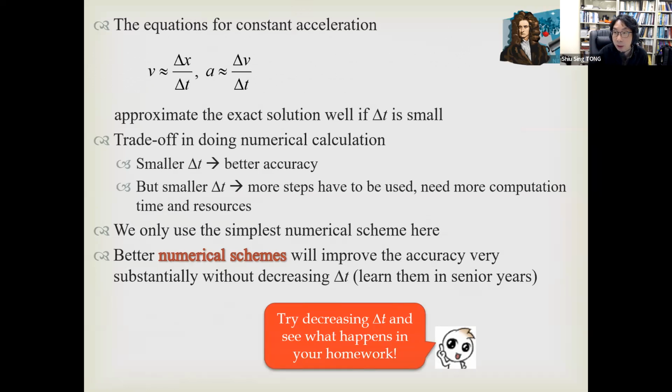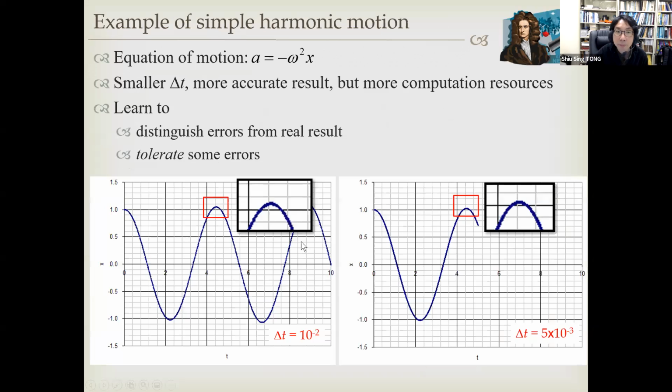And so you could use less calculation time and resources. Now, I encourage you, because I will give you some homework to do. I encourage you to try decreasing the delta t to see what happens. Okay, and you will see that when you decrease the delta t, the error gets smaller. Now, how do we know that something is an error? Now, I quote an example for you to understand this.